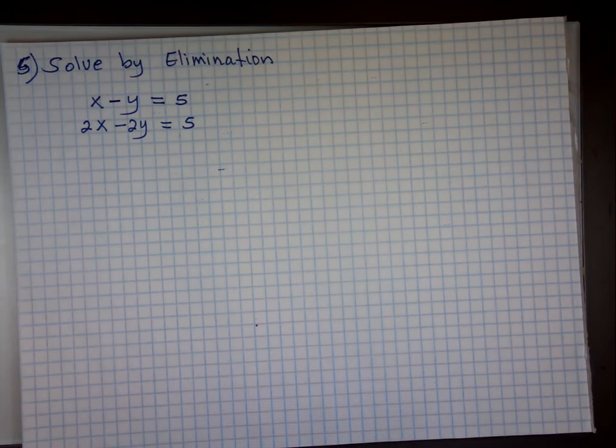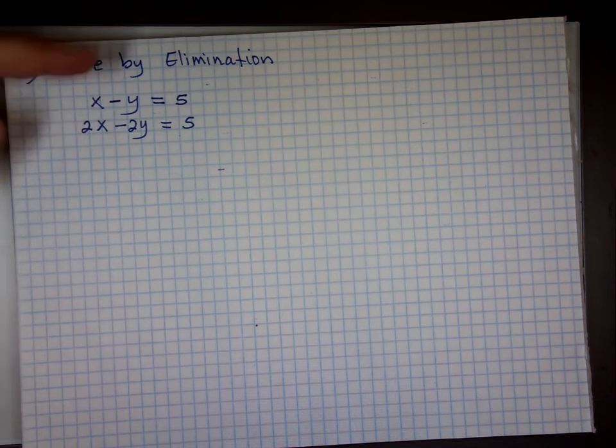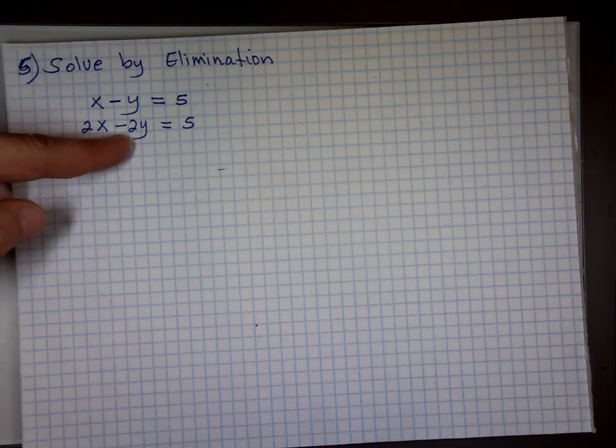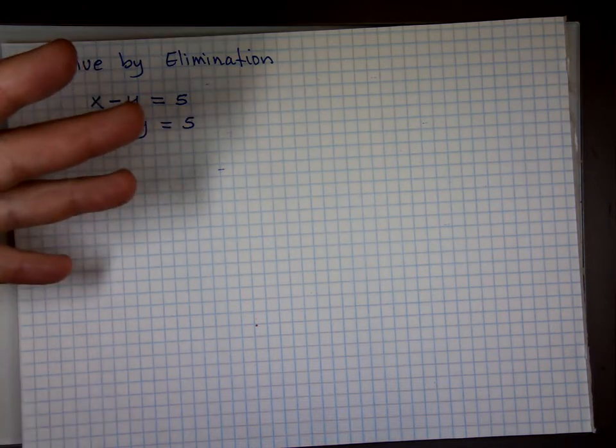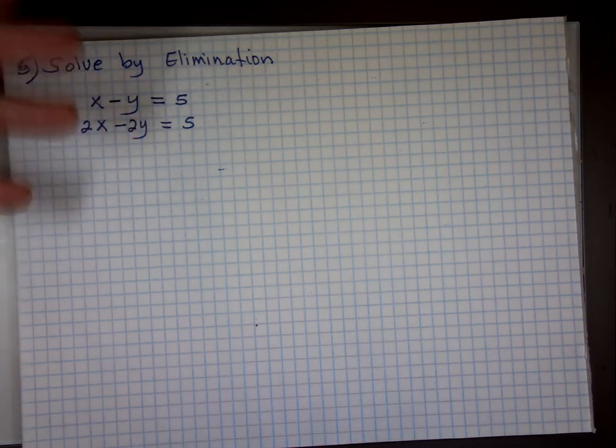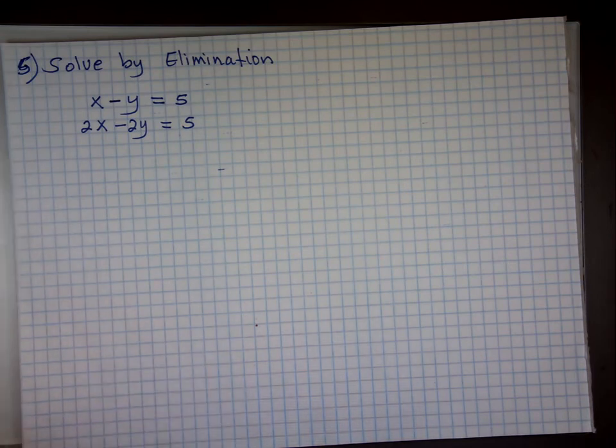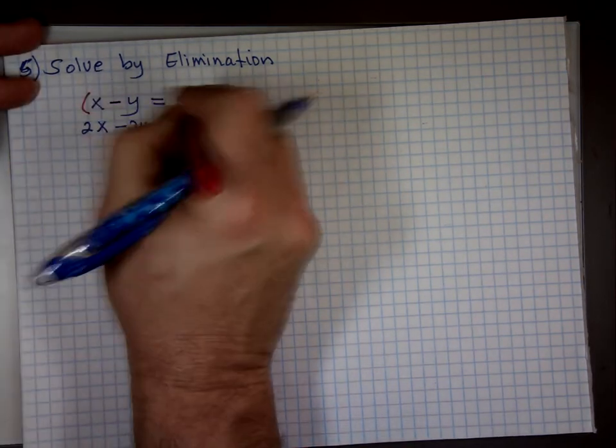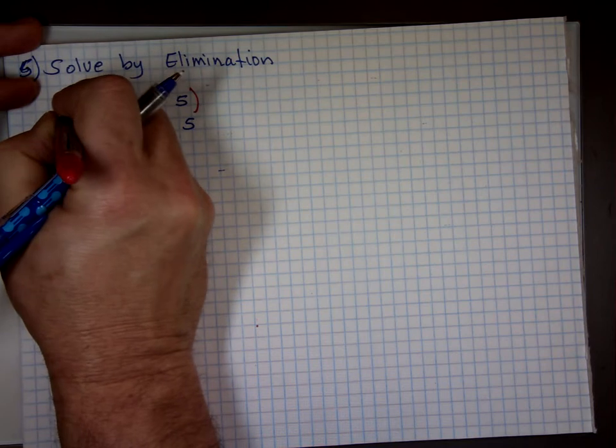Again, listen to the name, elimination. You have to eliminate one of the variables when you add. If I add them, what's x plus 2x? 3x. What's minus y minus 2y? Negative 3y. Nothing's eliminated. So what are we going to do then? Multiply by negative 2. Why negative 2? Why not a plus 2? Because the negative 2 and the negative 1 makes it a positive. Okay. So you're trying to cancel the y.